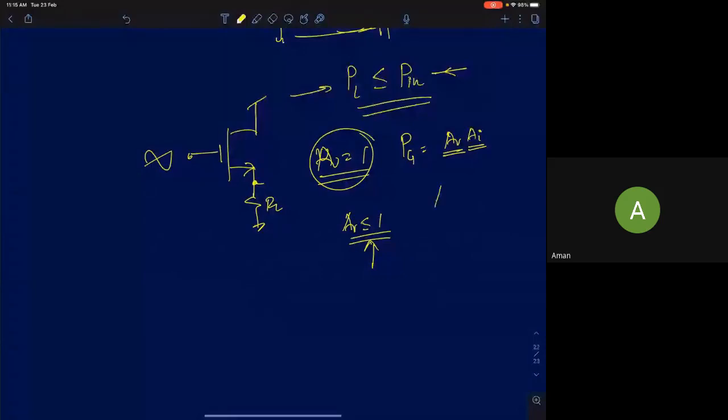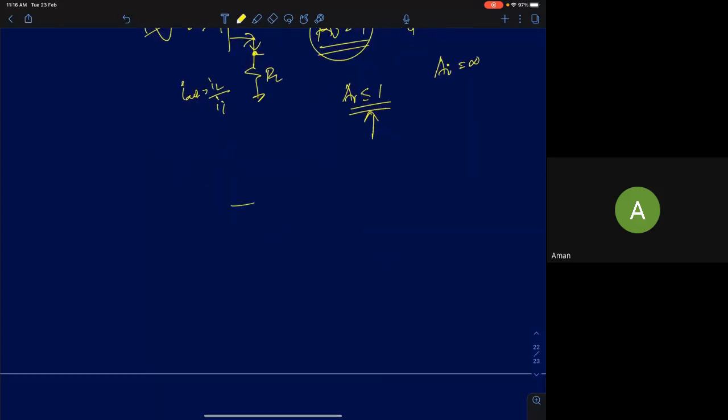What is the current gain of a common drain amplifier? Current gain is the output current, or load current, divided by the input current. What is that? Input current is 0 always. There is no current drawn from the input. Still, you are able to provide some finite current at the output. So therefore, the current gain is infinity. So when you look at the power gain, the product of current gain and voltage gain, it's extremely large. It's close to infinity.